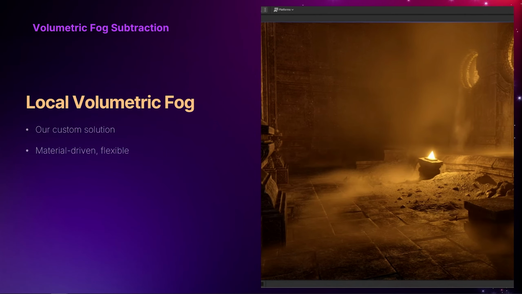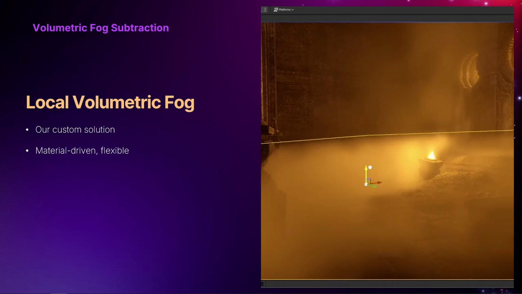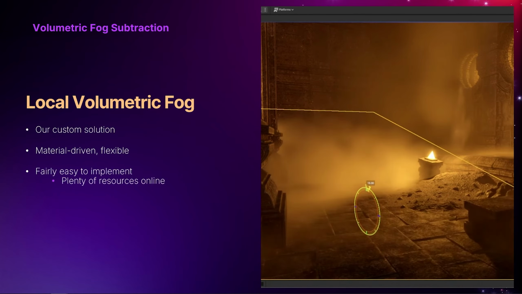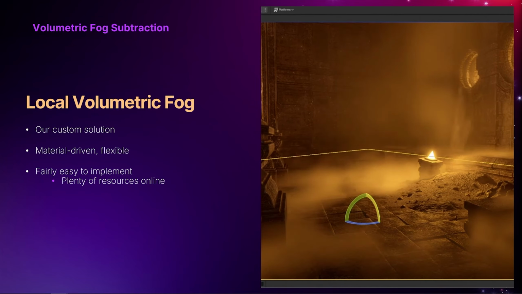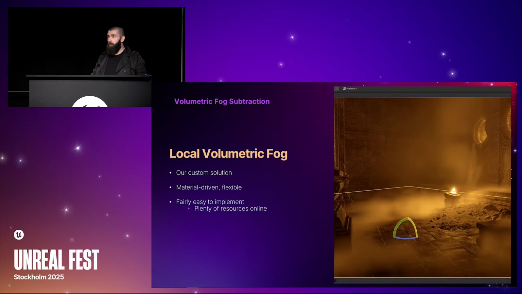So we have our own solution that is material-driven and very flexible and very easy to use. And it's very easy to implement. You have plenty of resources on it. I recommend Shor De Jong's talk, the video that he made that you can find on Epic's website. Just look for local volumetric fog or local fog volumes that are material-driven or even volume materials. But there's one problem with them: initially they are only additive. You cannot take away from the original fog itself.